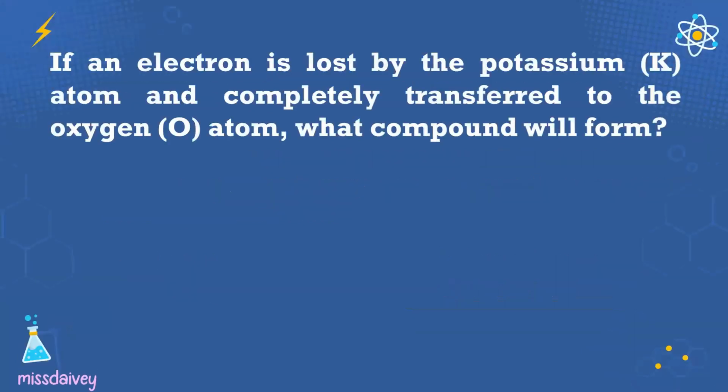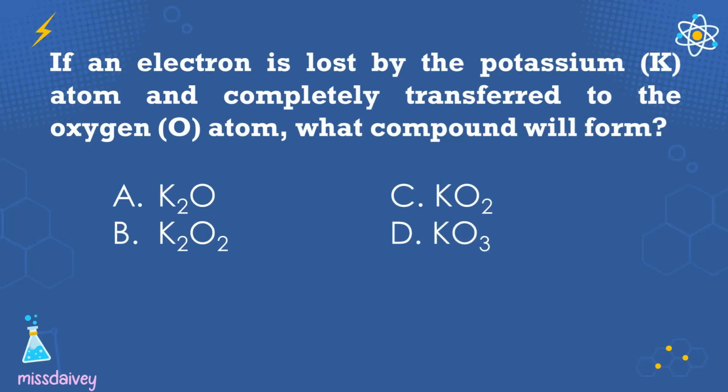If an electron is lost by the potassium K atom and completely transferred to the oxygen O atom, what compound will form? Is it A, K2O? B, K2O2? C, KO2? Or D, KO3? The correct answer is K2O.